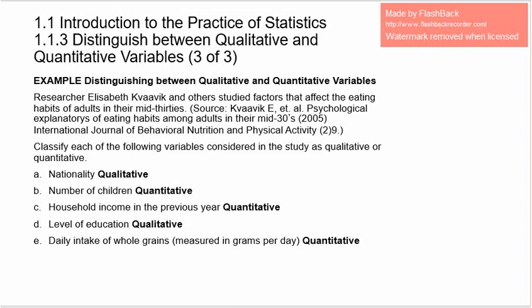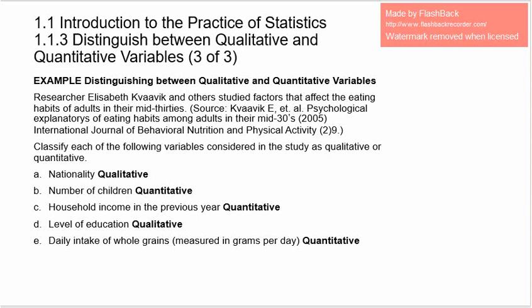Here is an example to distinguish between qualitative and quantitative variables. Researcher Elizabeth and others studied factors that affect the eating habits of adults in their mid-30s, and the research objective is stated.